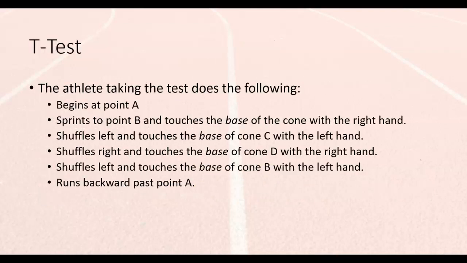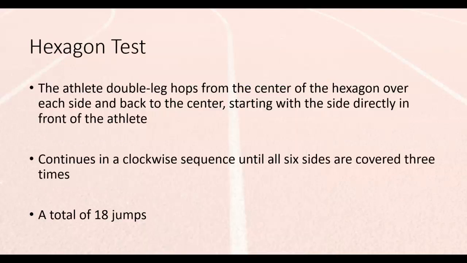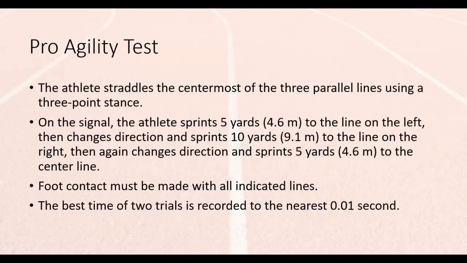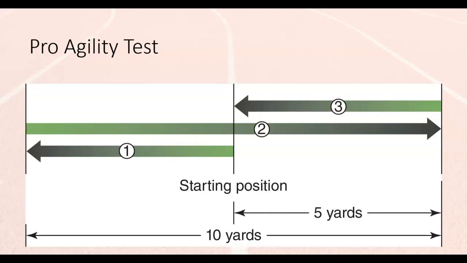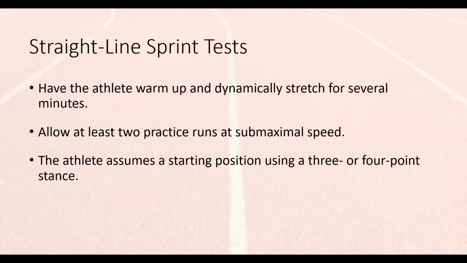Okay, there's a T-test. Again, we should be talking about this. Has to do with sometimes agility and sprint test, or hexagon test, or pro agility test. You wonder what that is going to test. Obviously some sort of agility, which someone will be explaining to us. More agility test, which is a 505 agility test. We have straight line sprints. This is testing anaerobic capacity as well.